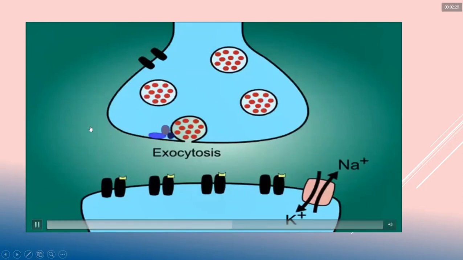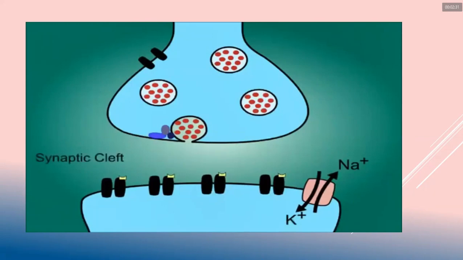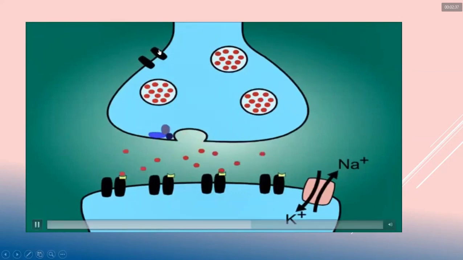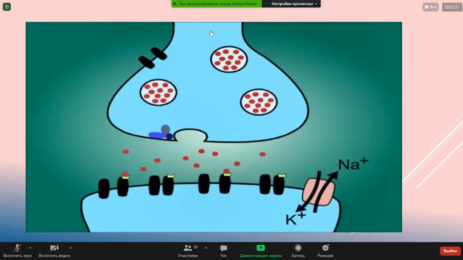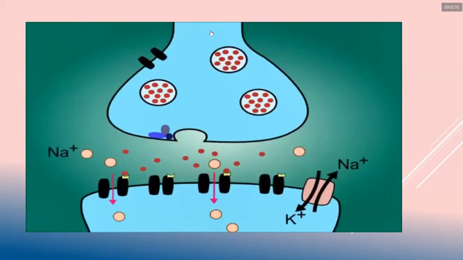The neurotransmitters are released out into the space between the two neurons, called the synaptic cleft. Here the neurotransmitters will bind to receptors on the postsynaptic neuron. These receptors are associated with special ion channels, such as the sodium channel. When the ion channels open, they allow positive sodium ions to enter the cell.